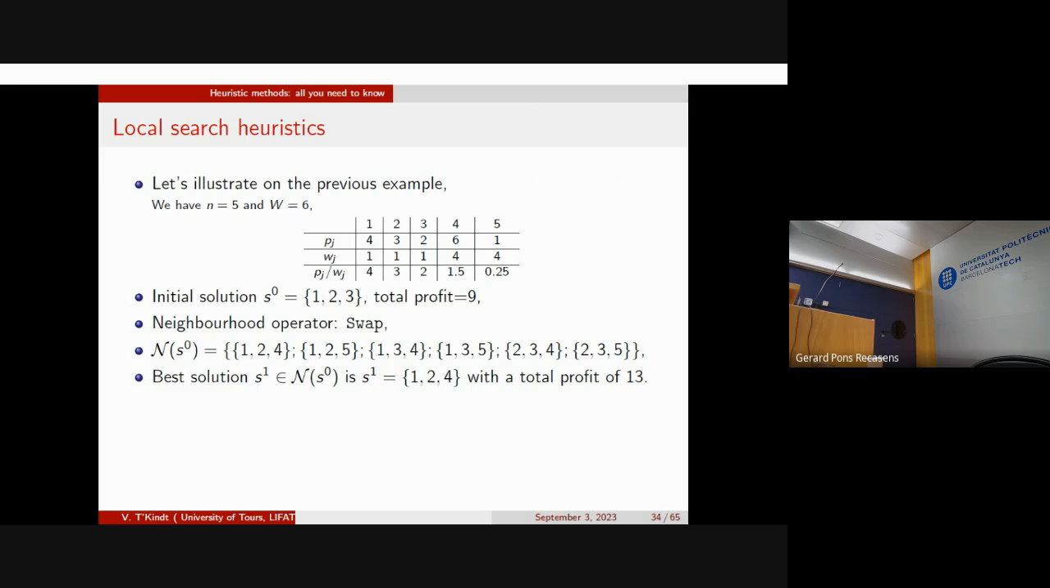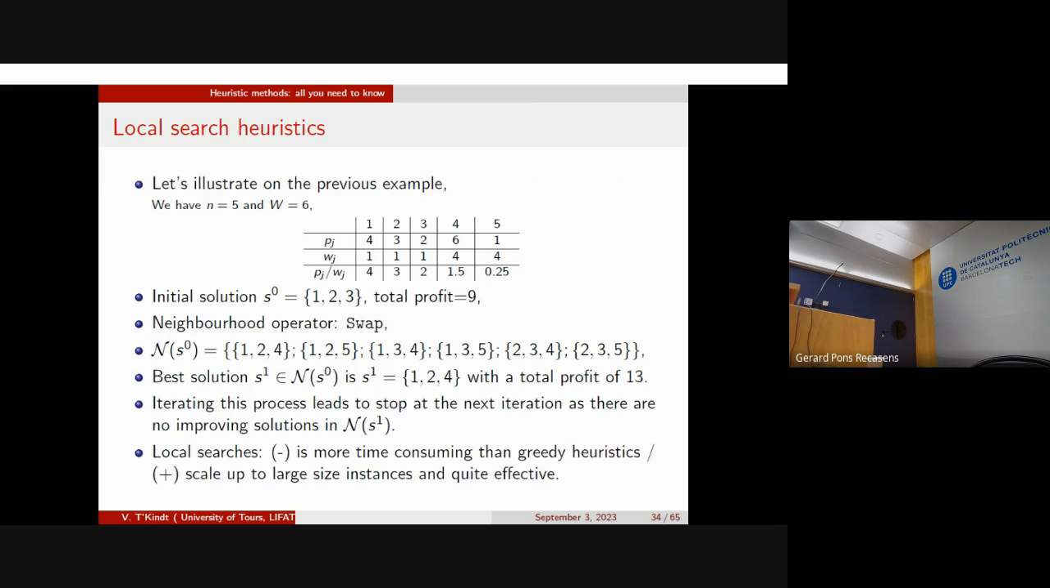So the notion of neighborhood depends on the operator you choose. Depending on your problem, you have many possibilities, and that's also part of your job when you solve your problem: to decide which operator is the most effective for the problem. But that's the main one. And if you iterate this process, you stop at S1 because in the neighborhood of S1 there is no improving solution. So it was a really small example.